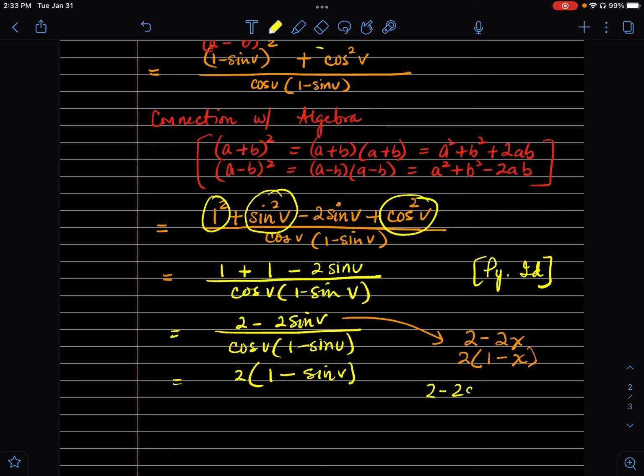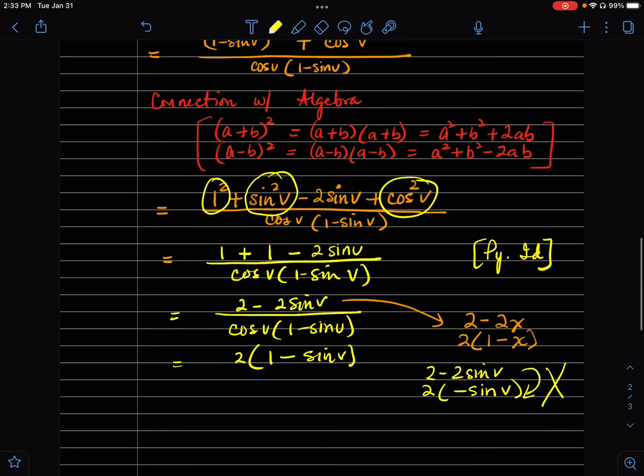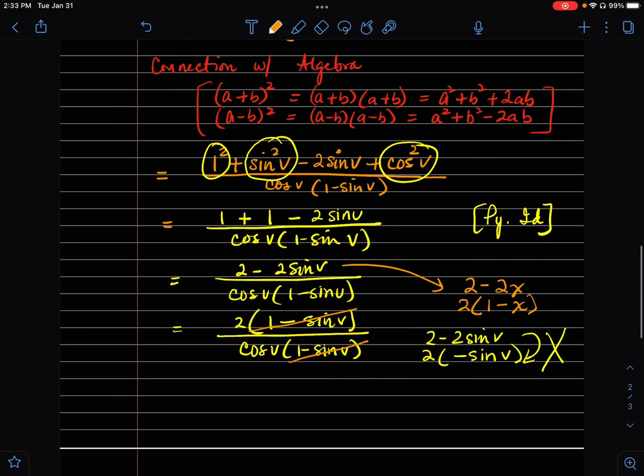2 minus 2 sine v, when 2 is pulled out, does not leave behind nothing, that will be incorrect. You have to have a placeholder. If you've pulled out the 2, then there'll be a 1 left over there. And over cosine v, 1 minus sine of v, and it's so much fun seeing that one term of the numerator and the denominator are the exact same. So we have common terms there, which can be completely canceled.